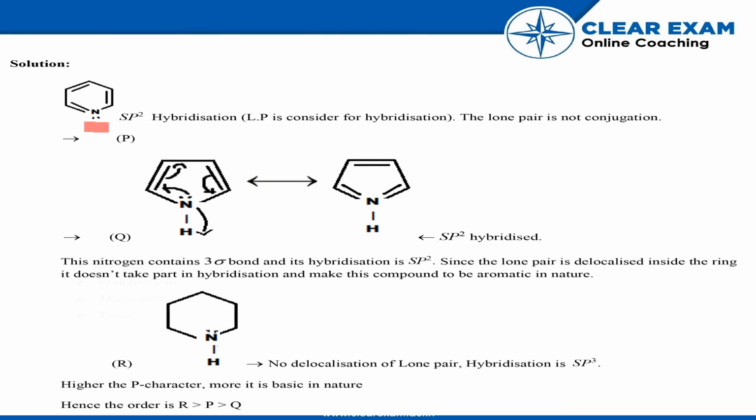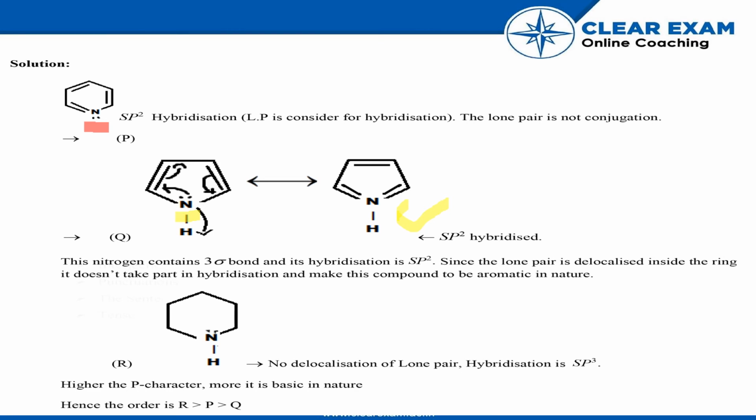Now if we see Q, here the nitrogen contains 3 sigma bonds and its hybridization is sp2. Since the lone pair is delocalized inside the ring, it does not take part in hybridization and makes this compound aromatic in nature. So this can be considered as this, and it is sp2 hybridized.